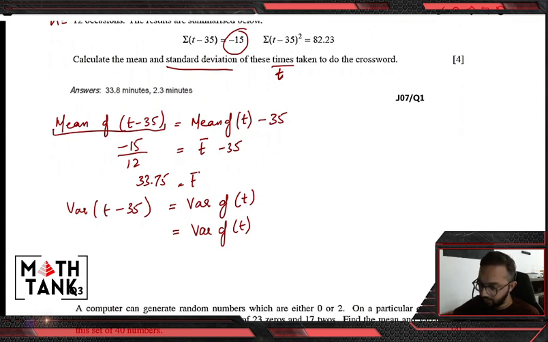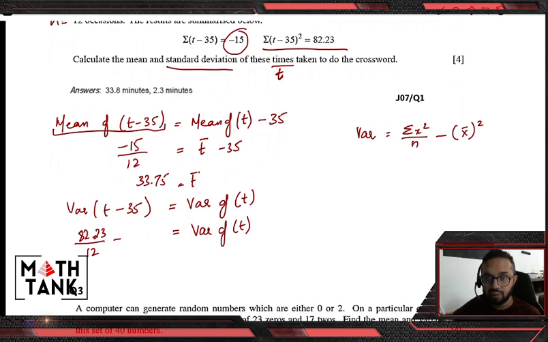I want to say that this side remains as it is. On the other side, I'm going to use the variance formula. Now the variance formula is typically sum of x squared divided by n minus the mean squared. But I don't have the original values, I have the adjusted values. So I'm going to calculate the adjusted variance. I'm going to say 82.23, the squared values divided by 12, and the mean of the adjusted value. So the mean of the adjusted values is minus 15 over 12, as is written in the line above. So that is the variance of t minus 35, and by the rule, it's also equal to the variance of t.